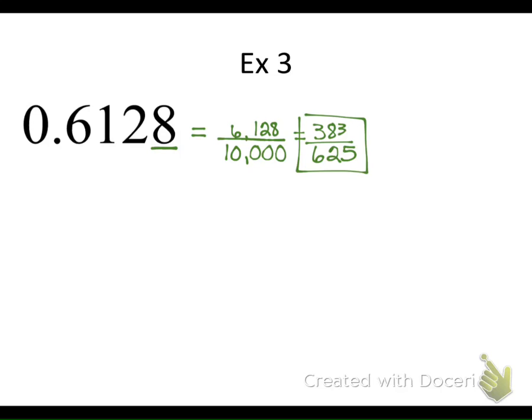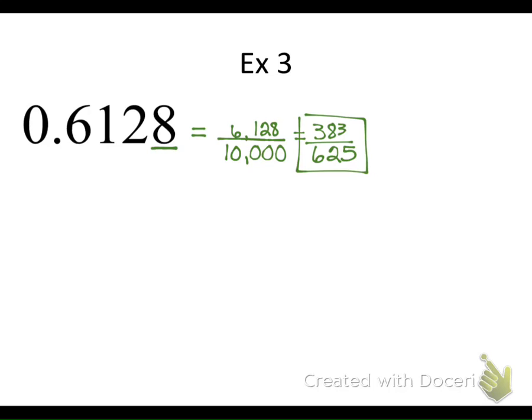Like if you're looking at the fraction that we just came up with, 383 over 625, what kind of fraction is that? Proper, improper, or mixed? I'm hearing all kinds of different things. If you think it's improper, raise your hand. If you think it's proper, raise your hand. If you think it's a mixed number, raise your hand. If you have no clue, raise your hand. All right, that's all right. Okay, a proper fraction. So this is a proper fraction.